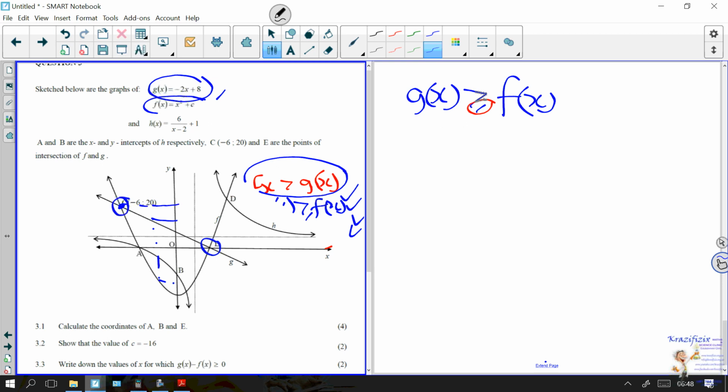At this point, they are equal. At this point, they are also equal. But between that, my g of x is greater than my f of x.